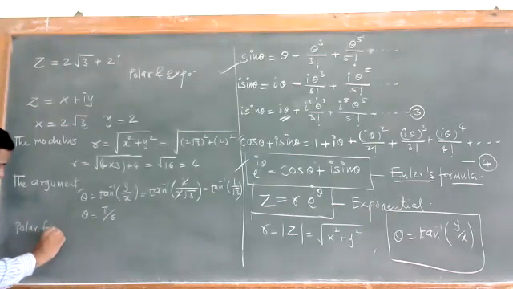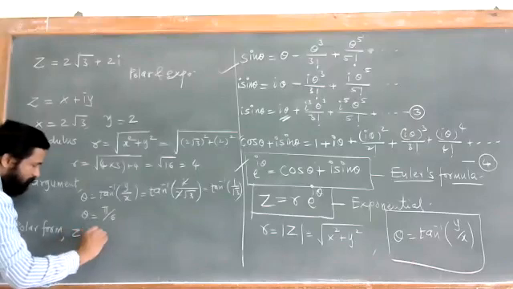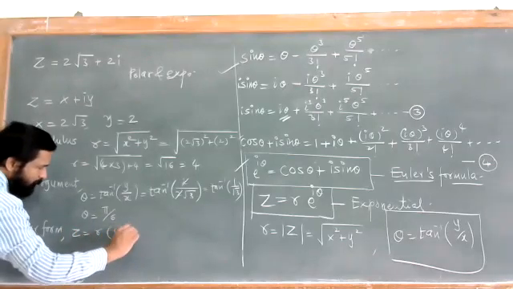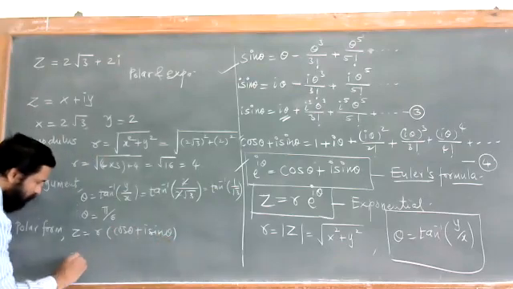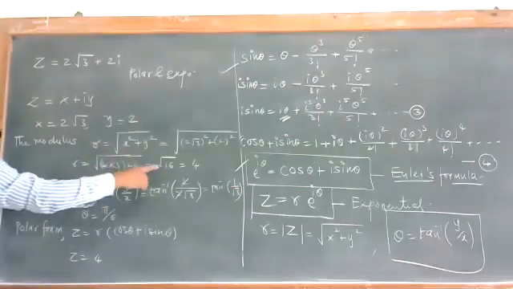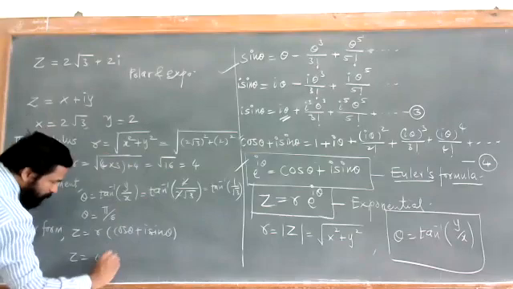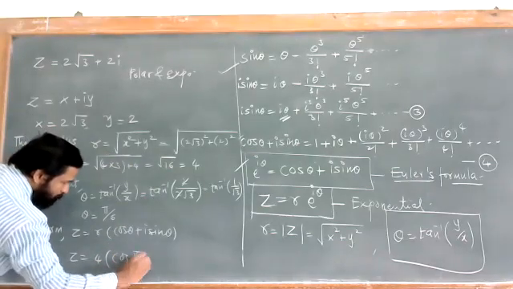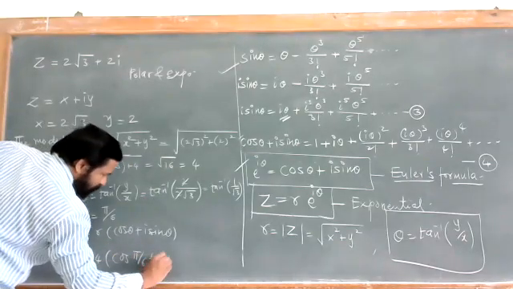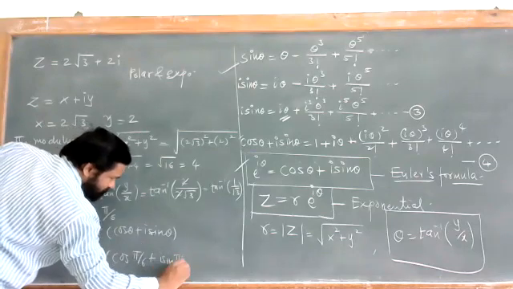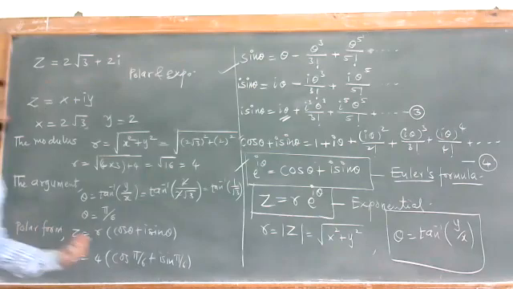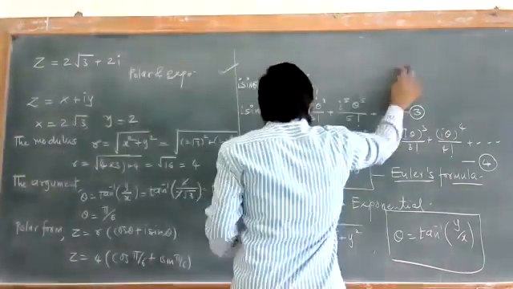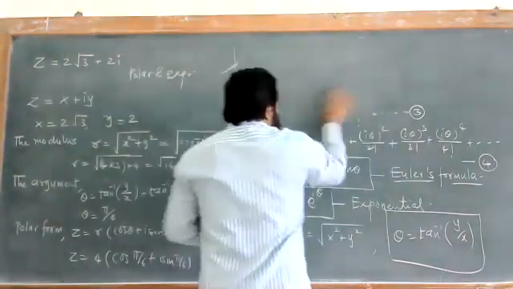And so your polar form, what is the polar form? The polar form is z is equal to r into bracket cos theta plus i sin theta, and that comes out to be z is equal to 4, the value of r, into cos of pi by 6 plus i sin pi by 6. This is the polar form. We don't want the polar form only, we also require another, that is the exponential form.